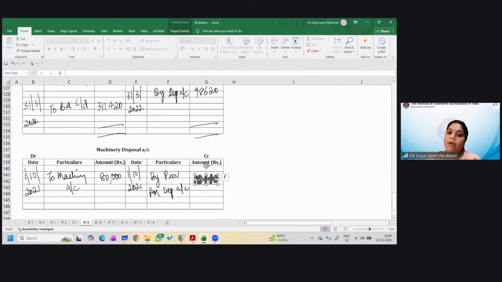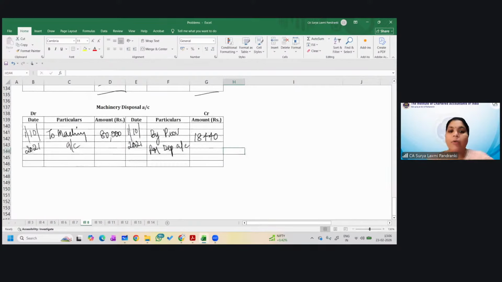One was cost and the other one was depreciation, right? The cost is coming from the machinery account. Depreciation is coming from the provision for depreciation account on the same day. Both are done. Now, what else do we have to do?